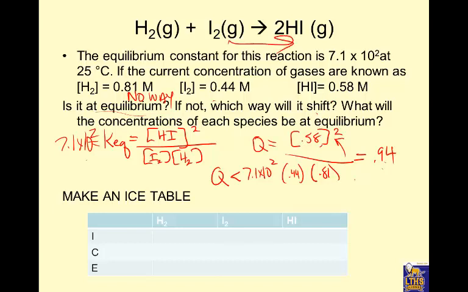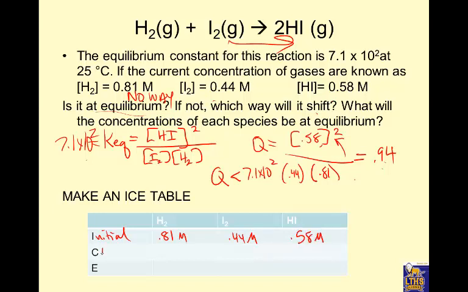Okay? We can make something called an ICE table. I'm going to practice on this one with you so you can see what I mean by ICE table. An ICE table, the I stands for initial. Initial what? Initial amount. So the initial amount of H2 when we first start this is 0.81 molar. I2 initially is 0.44 molar. HI is 0.58 molar.